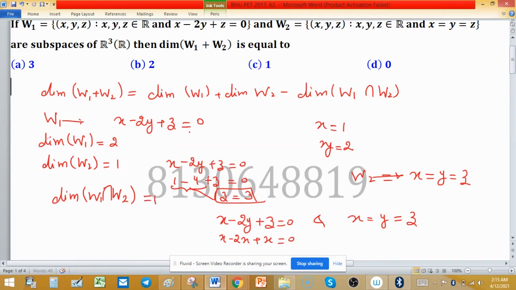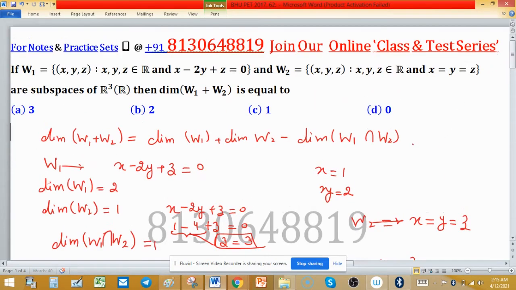Now put these values in the result as explained above. The dimension of W1 is 2, plus the dimension of W2 is 1, minus the dimension of the intersection which is also 1. So 1 cancels out by 1 and the dimension of W1 plus W2 is 2. So option B is correct.